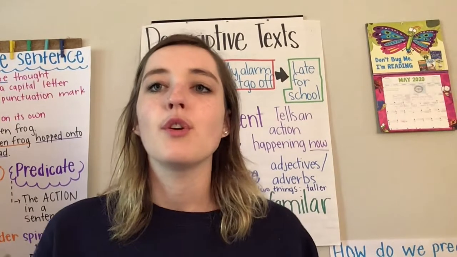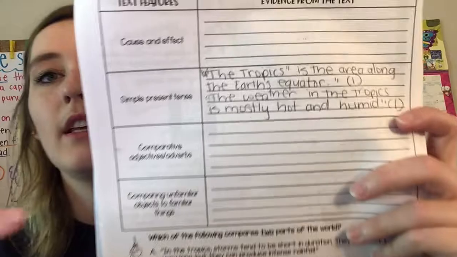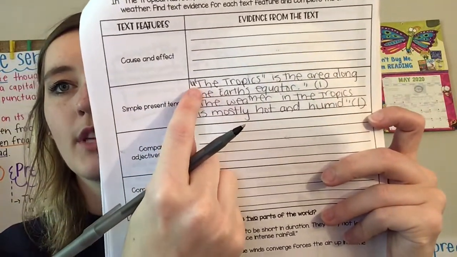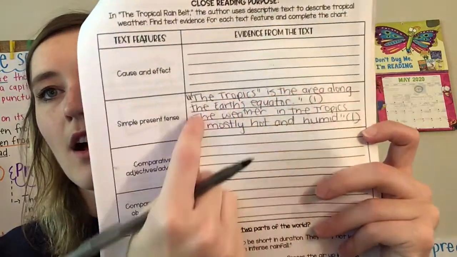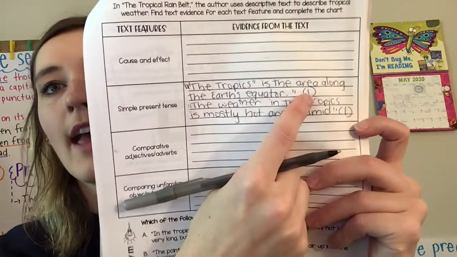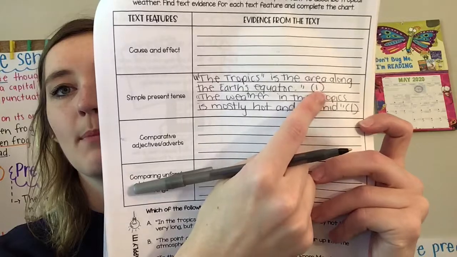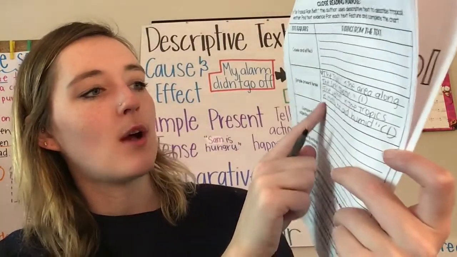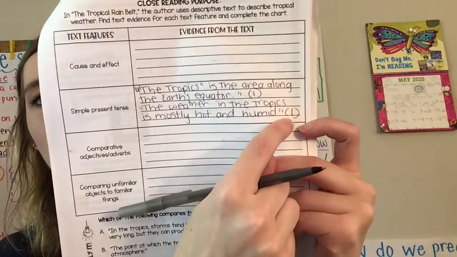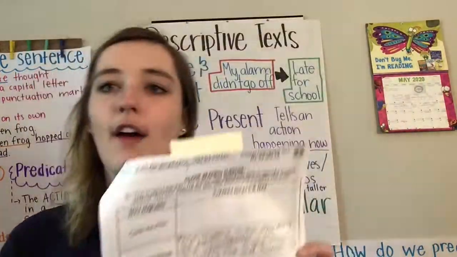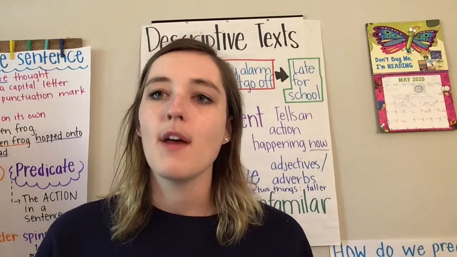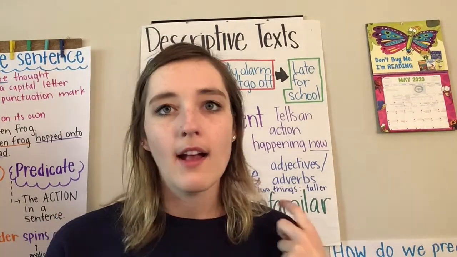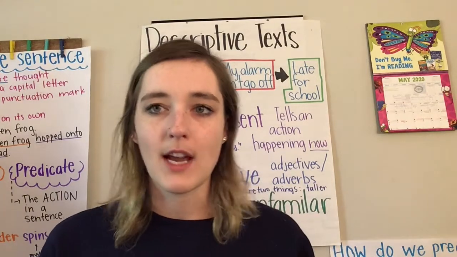All right, just to show you where we're at right now, here is the example. We're in simple present tense. I did quotation marks: The tropics is the area along the Earth's equator. Then I finished the quotation marks and put paragraph 1. And then I just did the second sentence: The weather in the tropics is mostly hot and humid, in quotation marks, ended with the paragraph. So that's what I'm talking about with copying and pasting. You just copied the lines down that have the descriptive text feature in it.